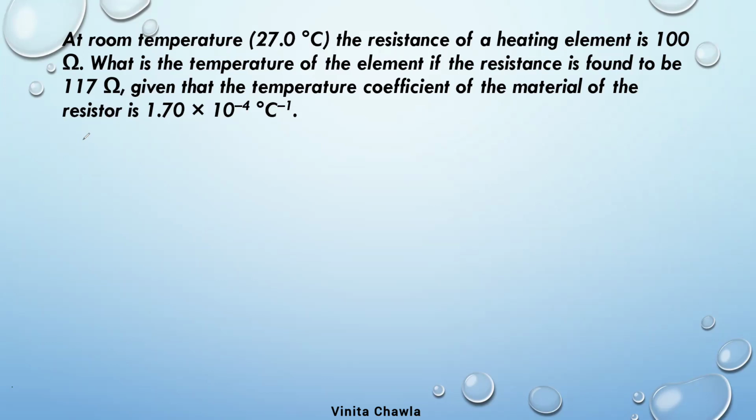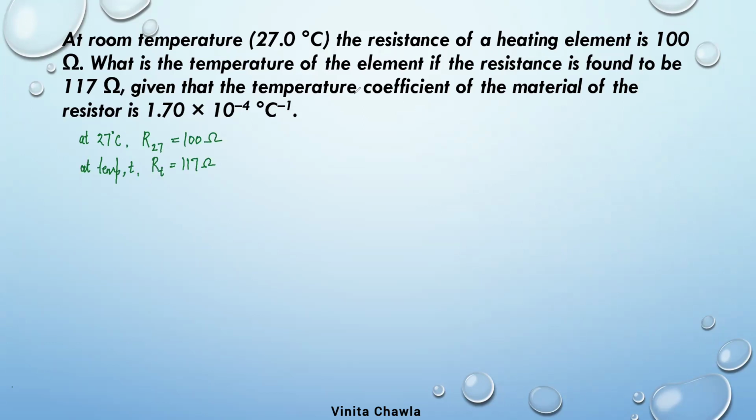At 27 degrees Celsius, how do we write resistance? If temperature is given, we write like this, R27. This is how we write. This represents temperature. So it is 100 ohm. What is the temperature of the element? Let temperature be T. At temperature T, the resistance is found to be 117 ohm.